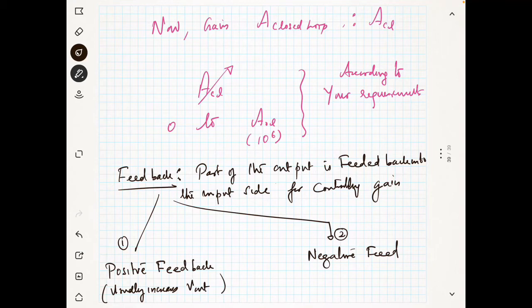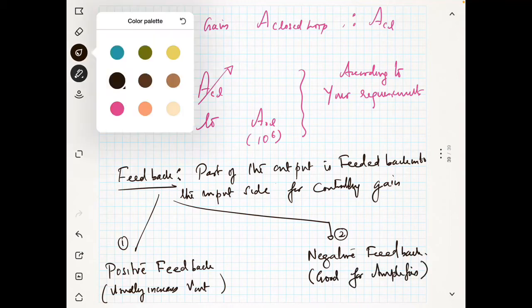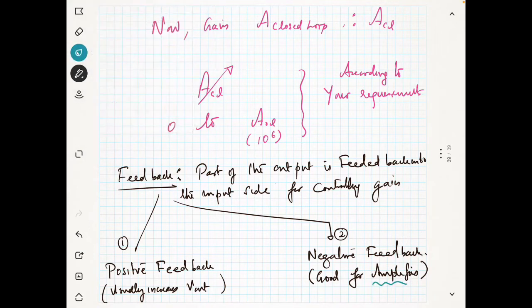There are some situations where we need the positive feedback, but it is not generally used in amplifiers. But negative feedback means the output will be fed back negatively. That means you will be taking the output and it will get subtracted from the input. Because of this subtraction, your output voltage will be reduced and you can control the gain. We will see all these things later. So this is good for amplifiers, and we will be using the negative feedback concept in amplifiers.